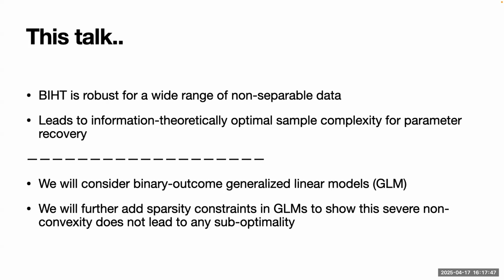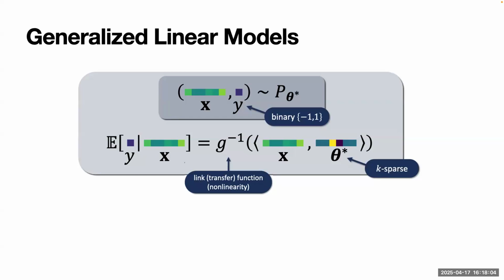What do you assume about the link function for the generalized linear model? It's pretty universal. There is a mild condition on the link function, and I'll tell you exactly what it is. So let's do that. What is a generalized linear model?